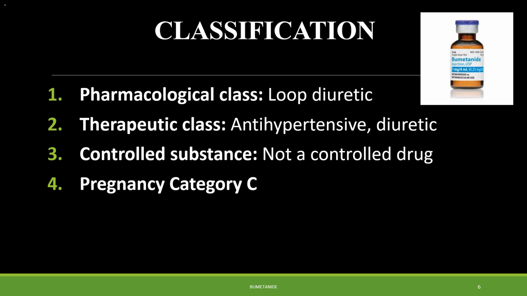Classification of bumetanide. 1. Pharmacological class. Loop diuretic. Bumetanide works in the loop of Henle in the kidneys. 2. Therapeutic class. Antihypertensive, diuretic. Bumetanide helps manage fluid and can affect blood pressure. 3. Controlled substance. Not a controlled drug. Bumetanide isn't regulated like narcotics. 4. Pregnancy category C. Use of bumetanide in pregnancy needs careful consideration of risks and benefits.